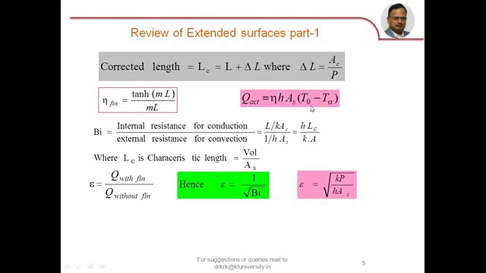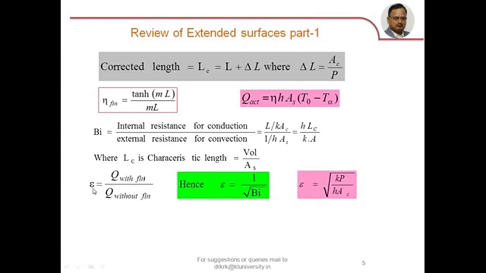It drops from T naught and tends towards T alpha. So this is an ideal case. Now Q actual is equal to efficiency into Q ideal. The formula for efficiency we have derived as tanh(mL) by mL. If you correct the length, in the place of L you have to consider Lc. Then it becomes tanh(mLc) by mLc, and hence Q actual is equal to efficiency into Q ideal.